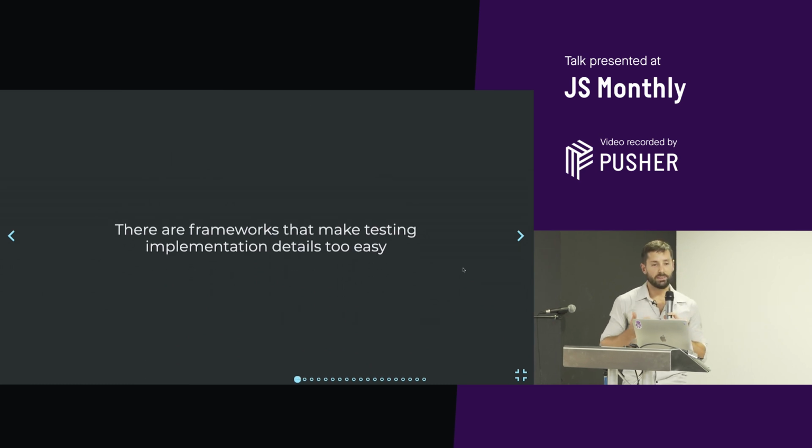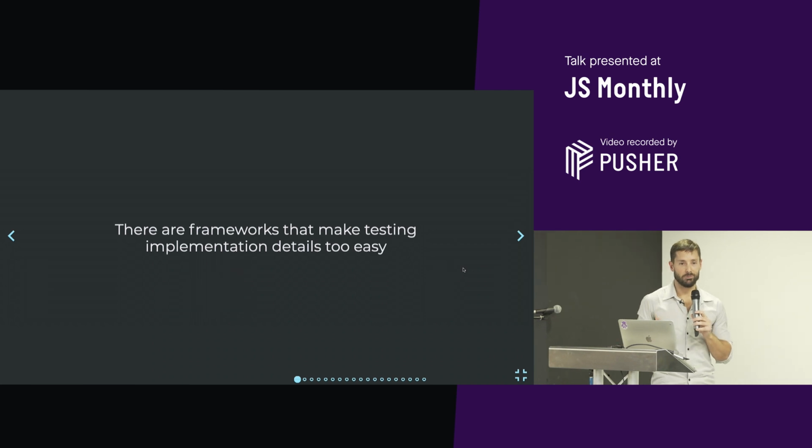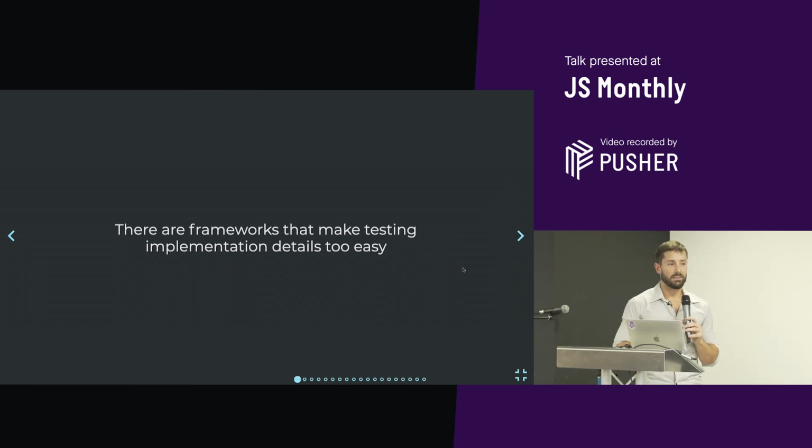there are some frameworks that make testing implementation details too easy, and I have written two sets of tests for this. One of them will work for either component, one of them will break. And it's not that the framework I'm going to show is bad. It's not that you can't write better tests with it, but I do have an opinion on this. I do think it makes it a bit too easy to test the wrong things.